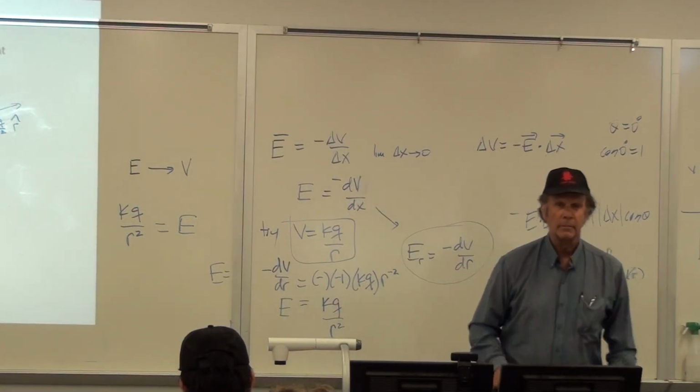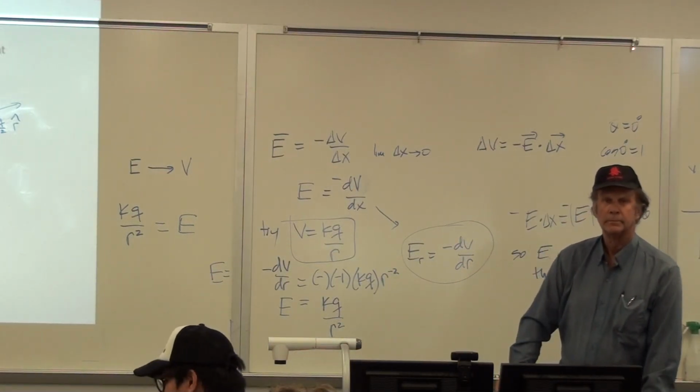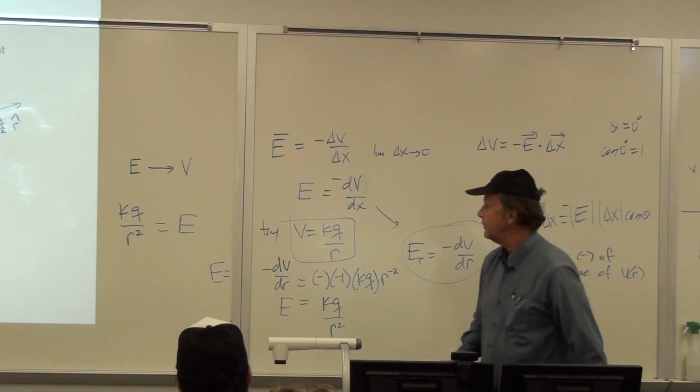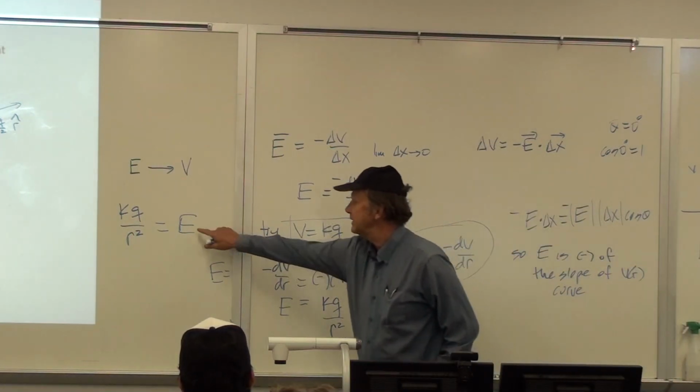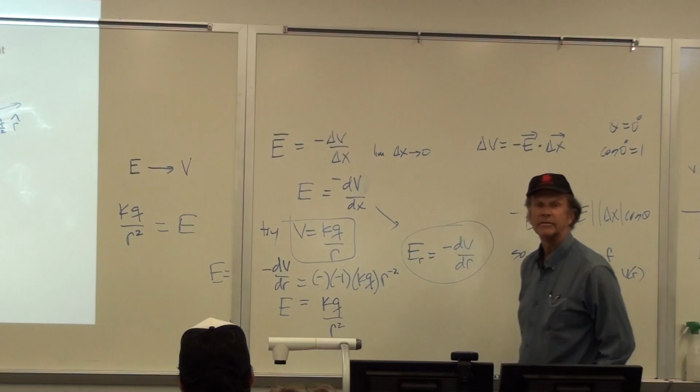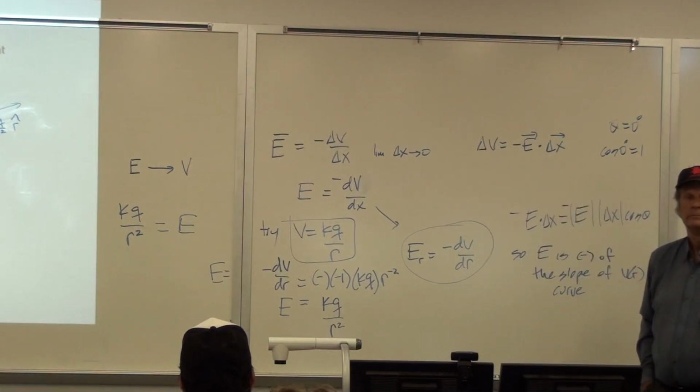Why did we choose KQ over R to plug in for V? Because we wanted to take the derivative of it and get the right answer for the electric field, which we already know is KQ over R squared.